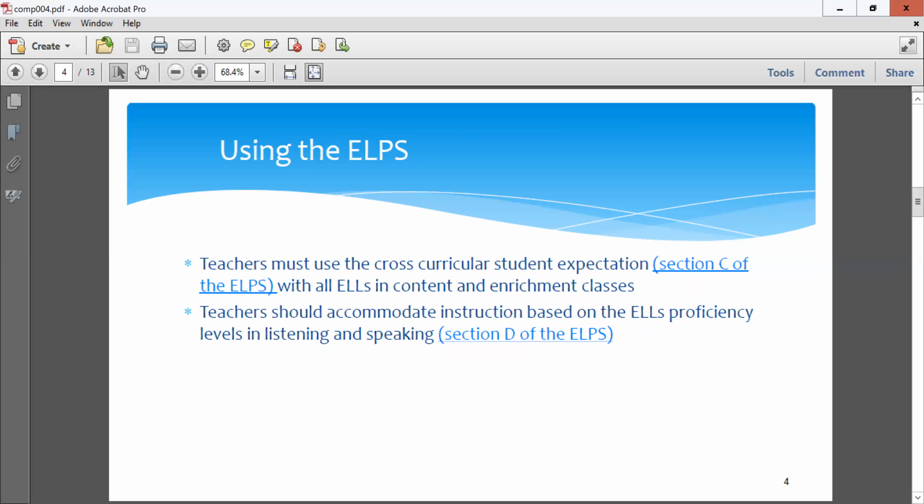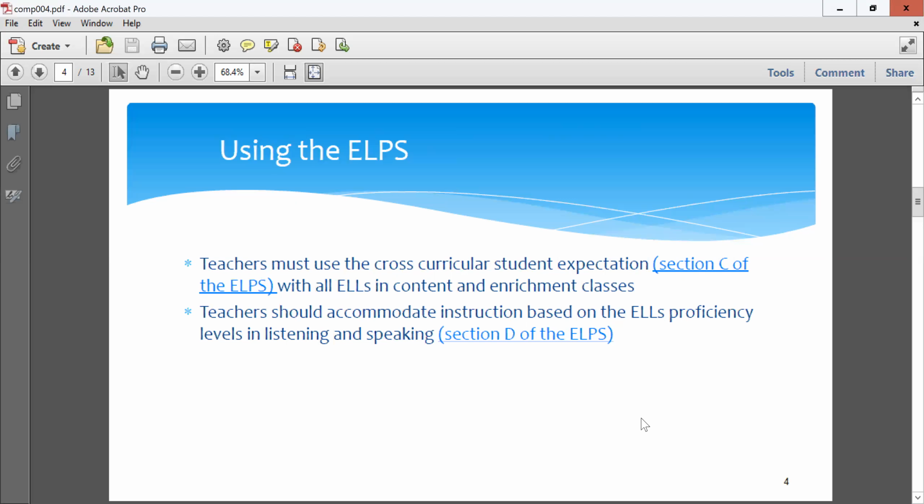The ELPS are organized by cross-curricular student expectations, and those are in section C of the ELPS. There's a link to the ELPS here in the PowerPoint, but also in the materials that are in the course. There's a handout, and you can click on that. And section C talks about the different skills or the student expectations that fall under listening, speaking, reading, and writing. And so that is where you would find the types of skills and the types of things that you need to work on with your students.